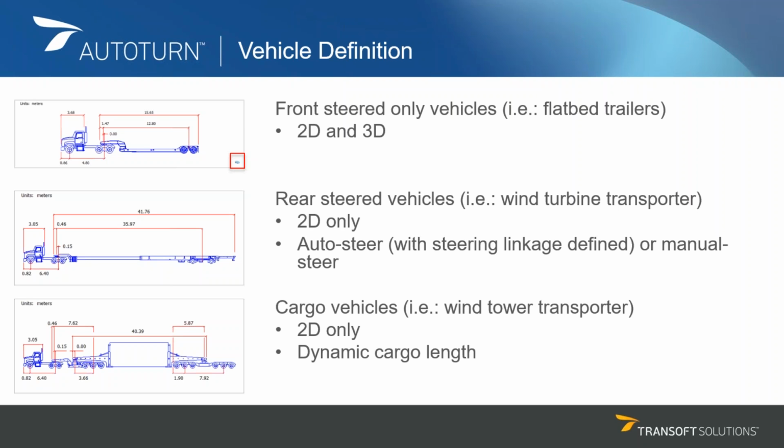Our next type of vehicle corresponds to an independent rear steer vehicle, such as the wind blade that we just saw in the pictures and on the field test. For these vehicles, you can configure steering linkages for the rear steer axles.